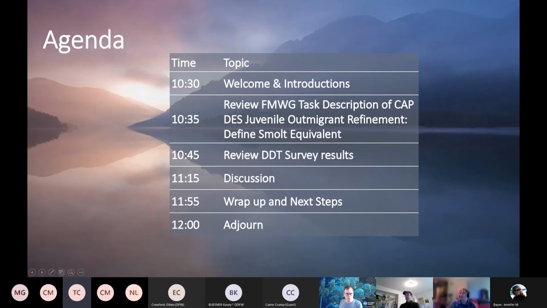On the agenda for today, welcome and introductions. The next thing will be I'll hand it off to Mike to review the task description that the team leads have come up with for the defined smolt equivalent task. The next item, we want to talk about what we learned as a result from the DDT survey. So we can go over that with you guys, the lessons learned or just additional information that was gathered from that survey. And then the last part will be discussion and wrap up with next steps and where we want to go from here. We'll just see how far we get. So let's kick this off with Mike reviewing the task.